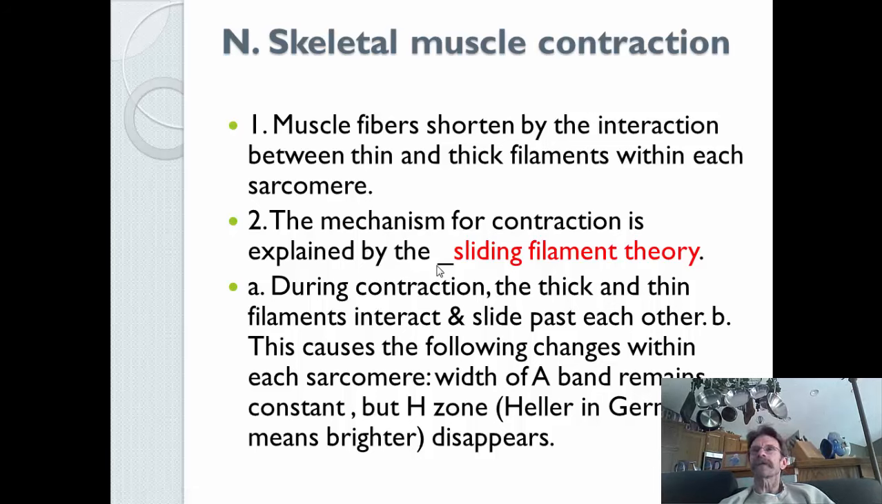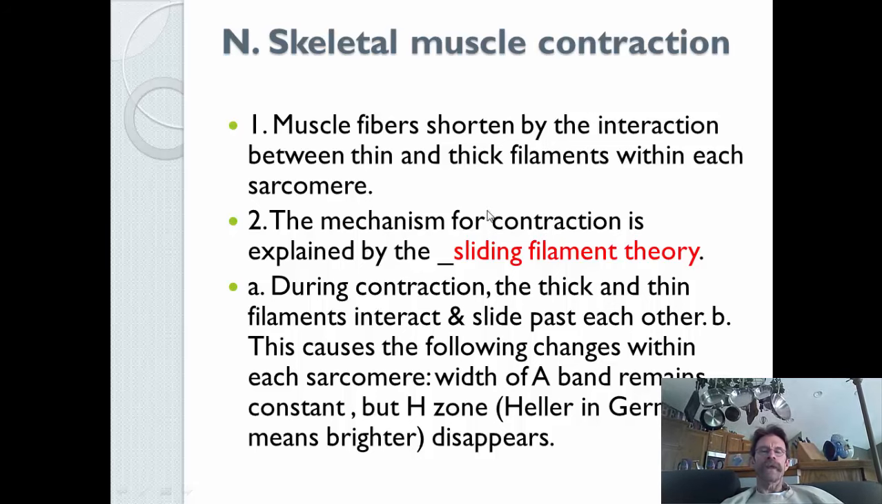It's kind of like the electric slide. Many of you know that. They were thinking of calling it the sliding filament, but cowboy songs don't work out with sliding filament theory.